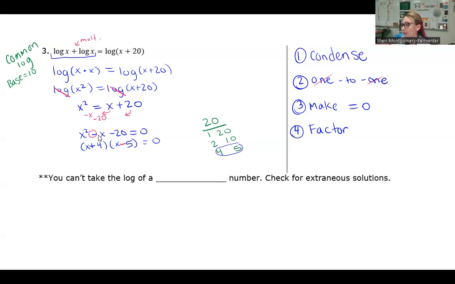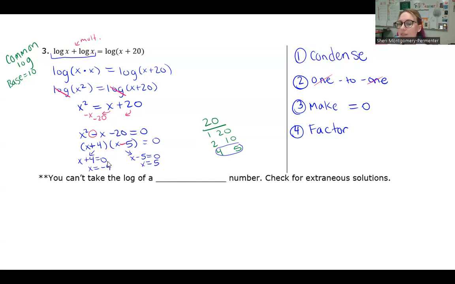I'm almost done, but I don't have x equals yet. Y'all remember that when you have them in parentheses like that, to get x equals, all we're doing is setting each one equal to 0. So for the first one, x plus 4 equals 0. So we would have to subtract 4. So x equals -4. The second one, you're adding 5, so x is equal to 5.